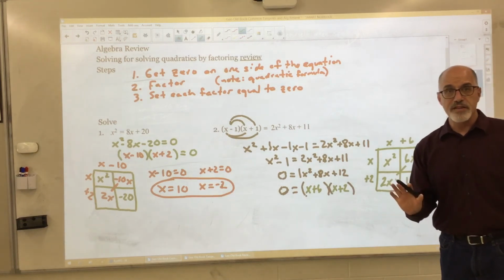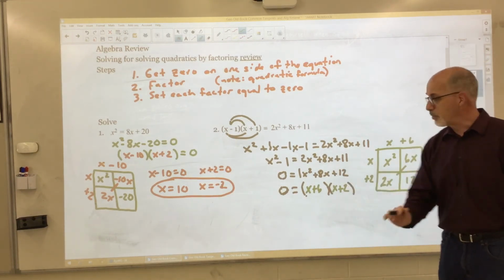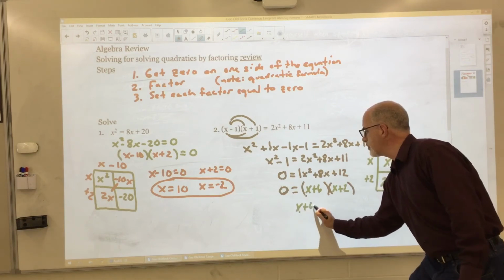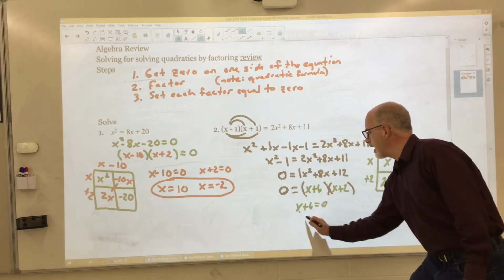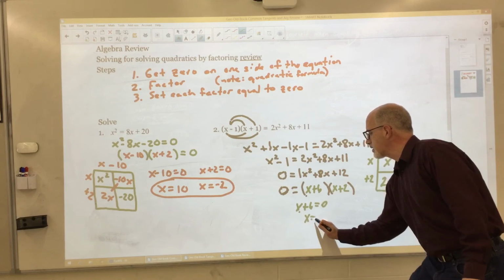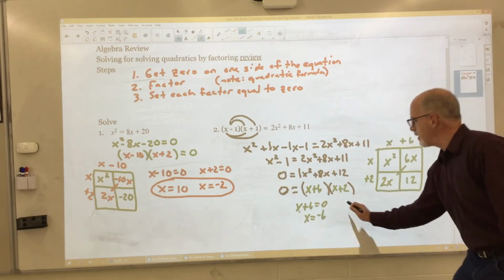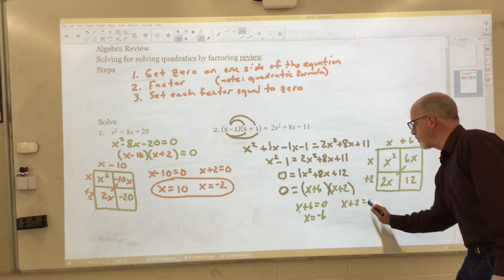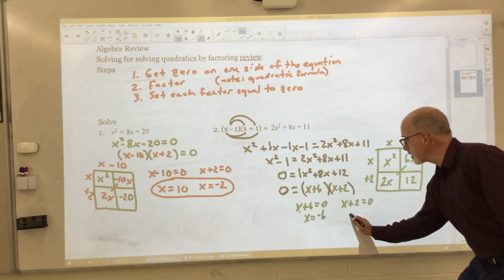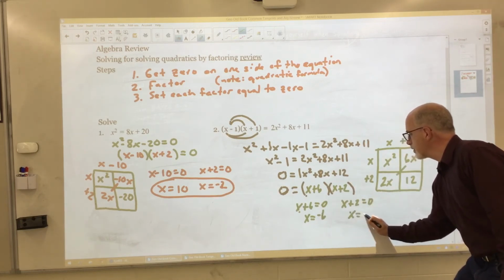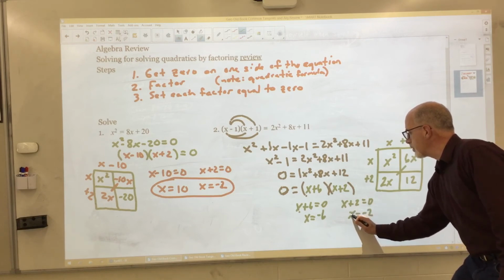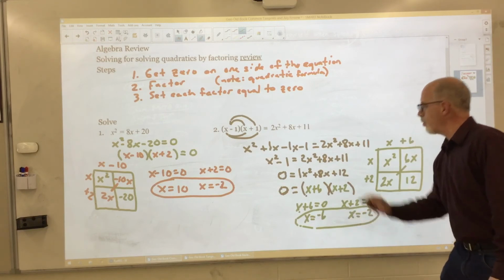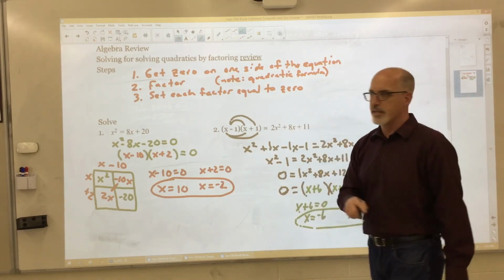Now, once I've got them factored, I set each factor equal to 0 and solve. So x plus 6 equals 0 will give me x equals negative 6. And then the x plus 2 equal to 0. Subtract 2 and you get x equal to negative 2. So there are my two answers that will work in that original equation to solve it.